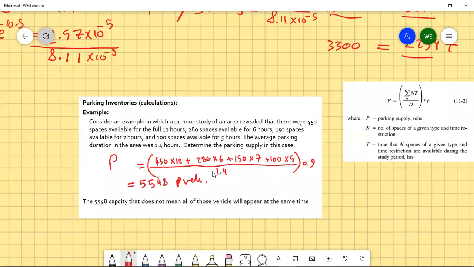That means the current parking inventory can allow for this number of vehicles to park. But remember, those vehicles are not arriving at the same time. We have time spans of 12 hours, 6 hours, 7 hours, 5 hours. The maximum available parking at the same hour, you can adjust these values. So this is the total available for a day.